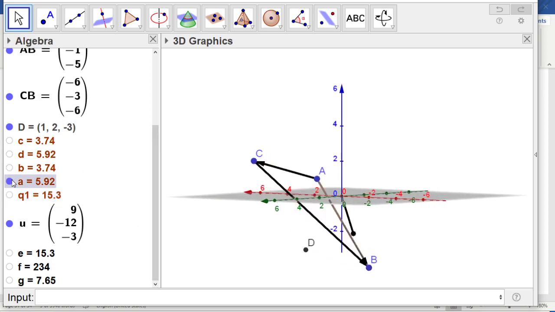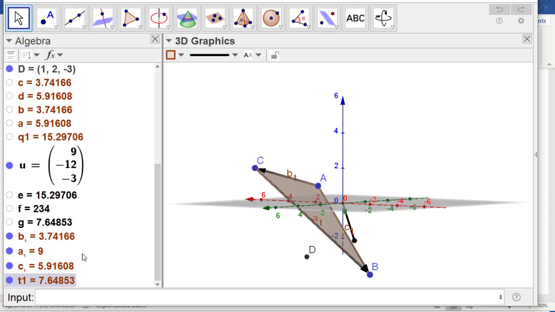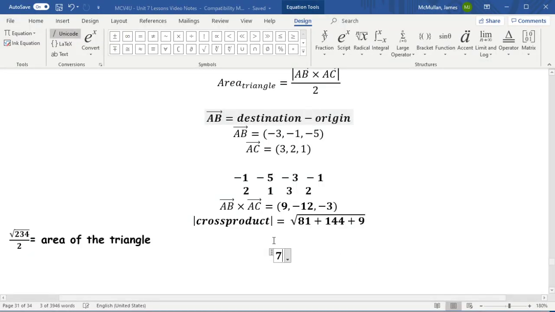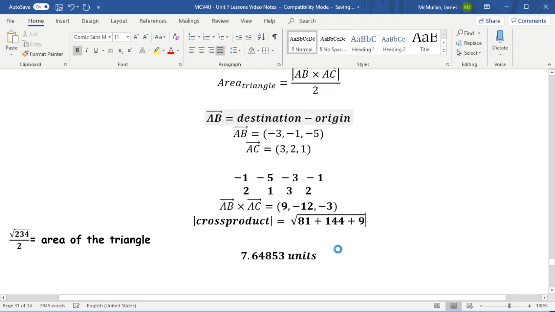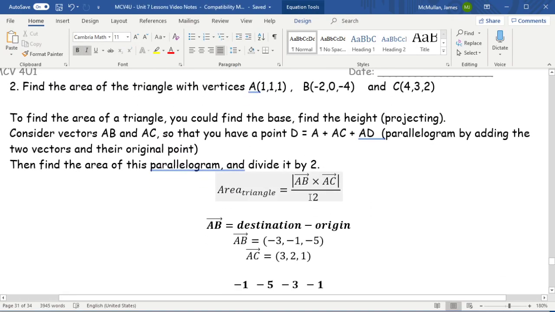So let's hide this thing now. And let's draw a polygon, A, B, C. 7.65 is its area, right? That's what GeoGebra measures its area to be. 7.648853, which is exactly what we said. Okay, brilliant. I was just so impressed with that solution when I saw it the first time.